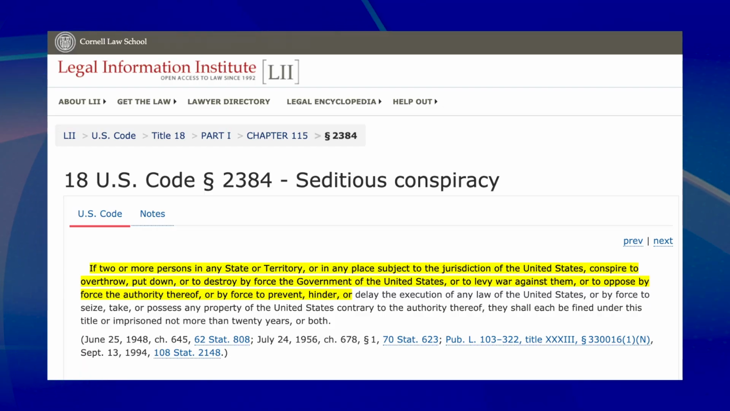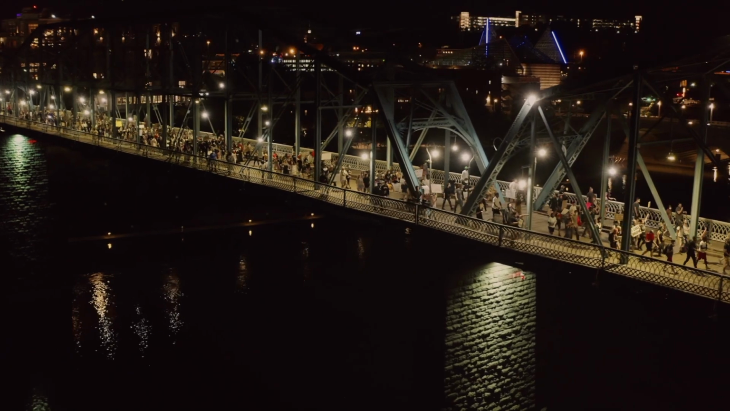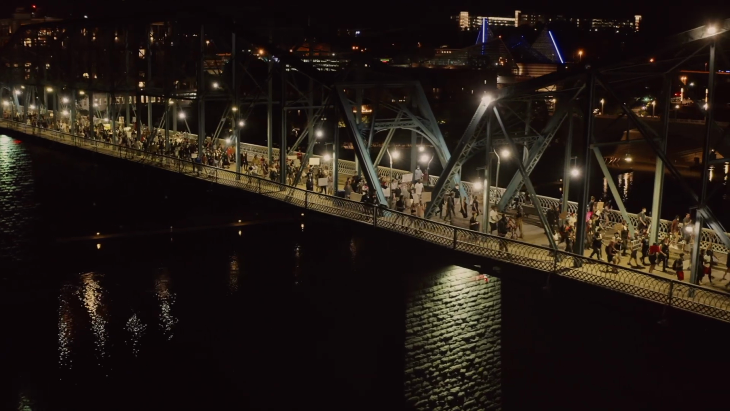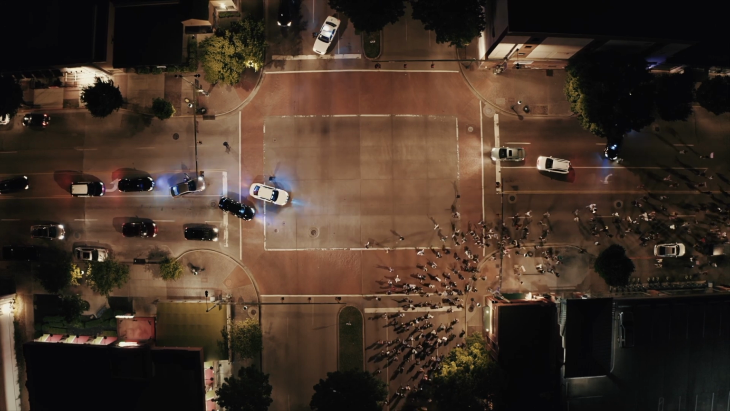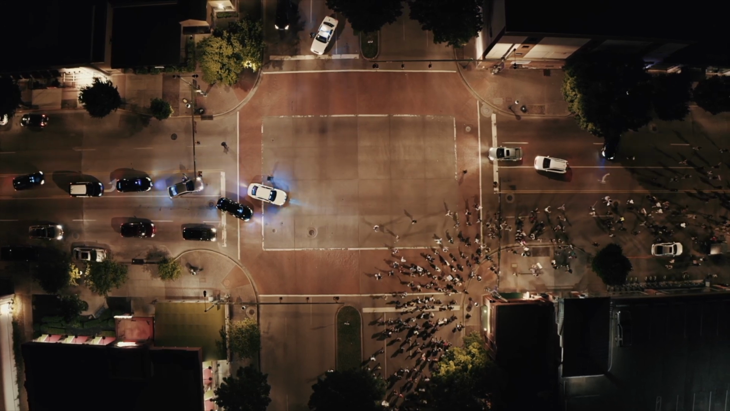For example, the Electoral College casting their votes and electing the next president, and the use of force to seize, take, or possess any property of the United States contrary to the authority thereof. The key to this statute is the use of force. There's got to be a plan to use force to accomplish the conspiracy, otherwise we don't have a crime. And that's the main reason why we don't see this statute prosecuted very often these days. That was not always the case in the United States, however.